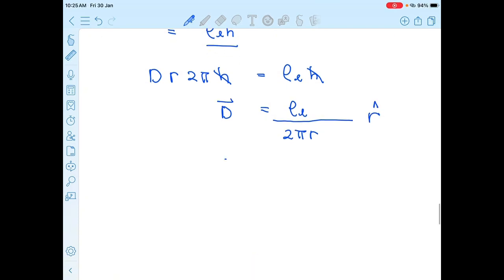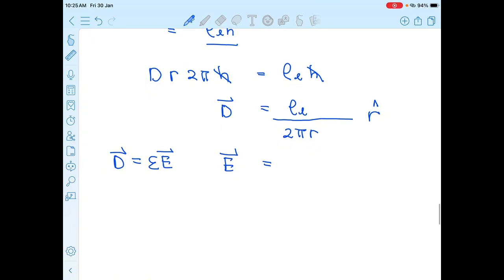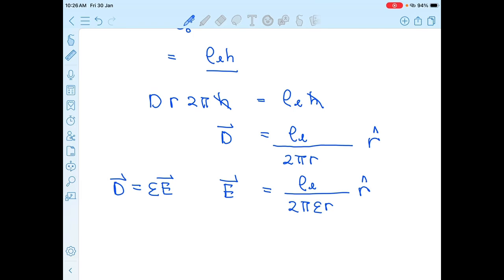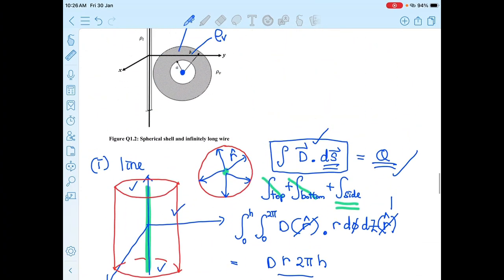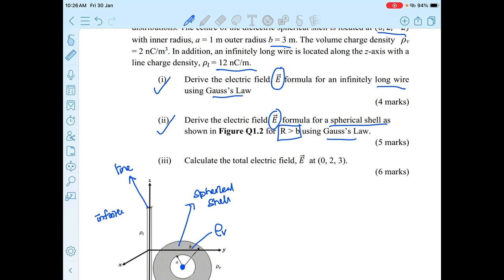As for the E, just top up with epsilon, because D is equal to epsilon E. So one more epsilon, then you can know the answer: rho_l over 2 pi epsilon r. So this is the derivation of the electric field for an infinite wire. This is question number 1, so we go to question number 2.